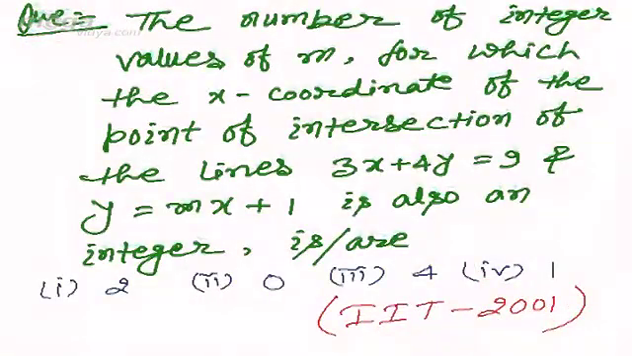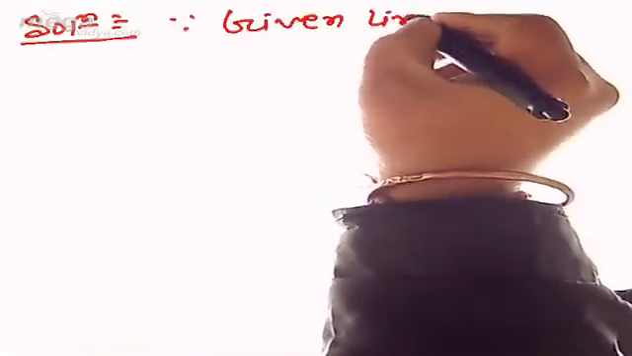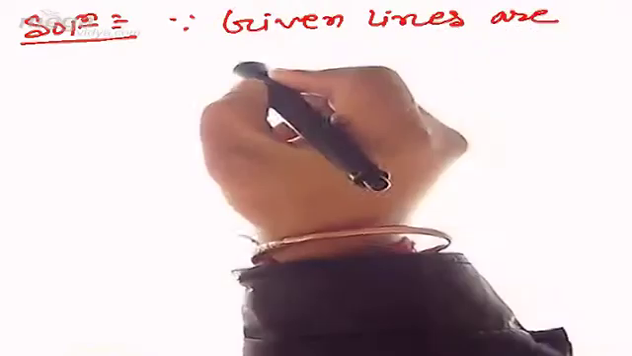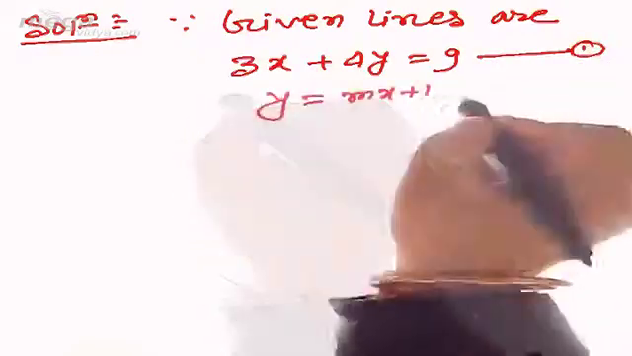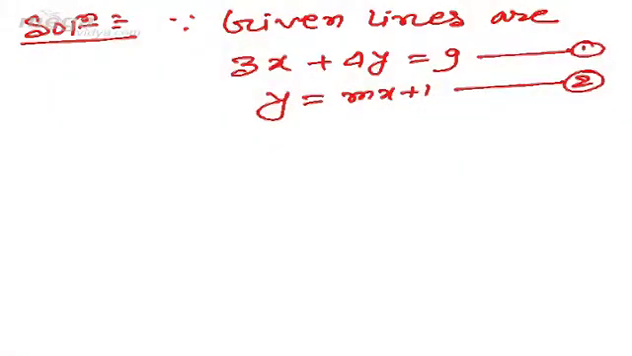So students, we will find out the point of intersection of these two lines, and the x coordinate of these two lines should be equal to an integer. We will use this condition only. So first of all, the given lines are: one is 3x plus 4y is equal to 9. This is the first line. And the second line is y is equal to mx plus 1. This is the second line. Now you have to solve these two equations because of the condition on the x coordinate. So we will just find the x coordinate.